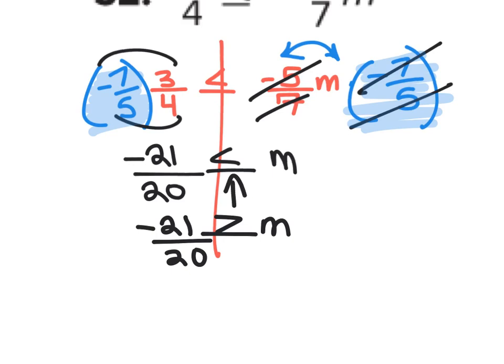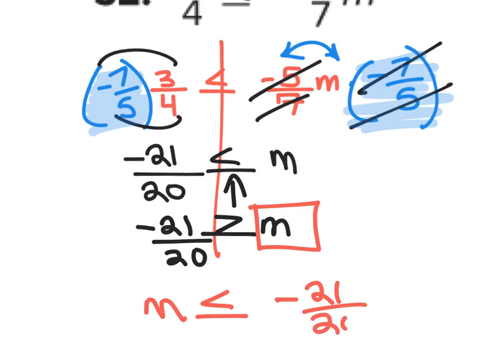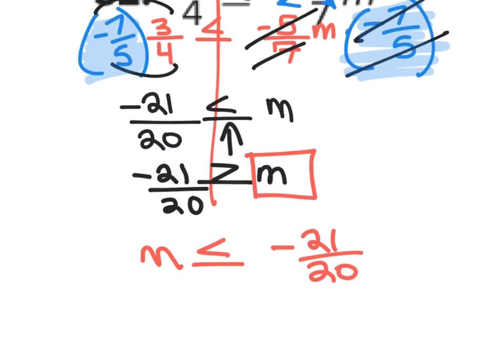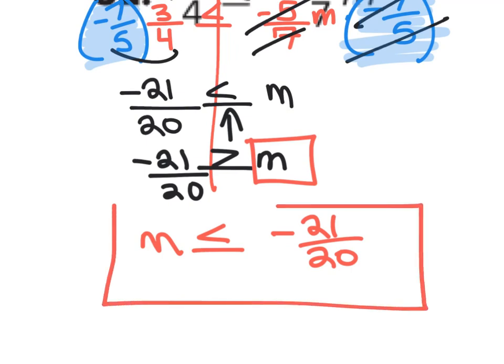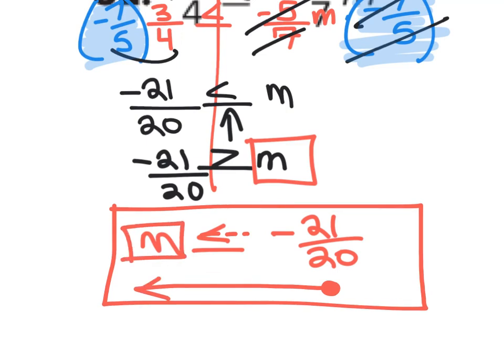So my last step, I always want my variable to be on the left, so I'll write that as m. My inequality sign is facing away from my m. M is less than or equal to negative 21 over 20, which is the same as negative 1 and 1/20. So that would be my answer. So I would have a closed circle at negative 1 and 1/20, and then I would shade my number line to the right because m could be anything less than or equal to negative 21 over 20.